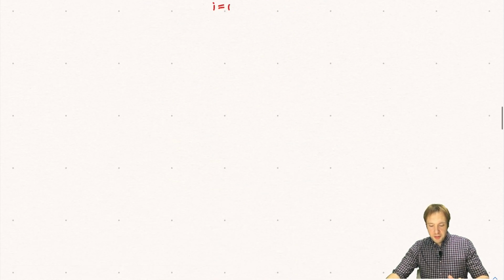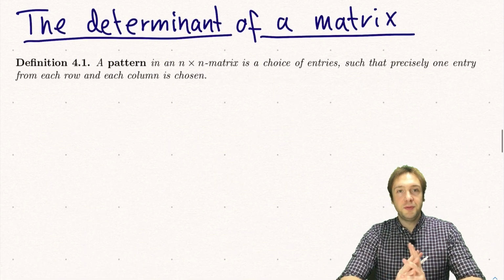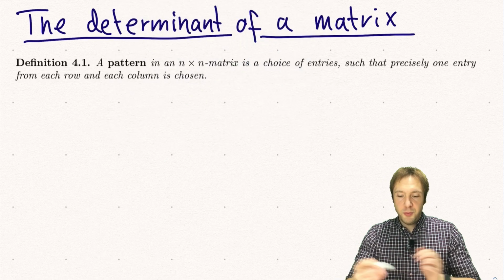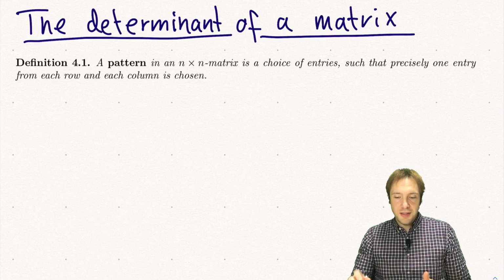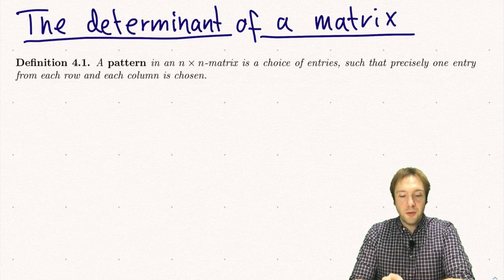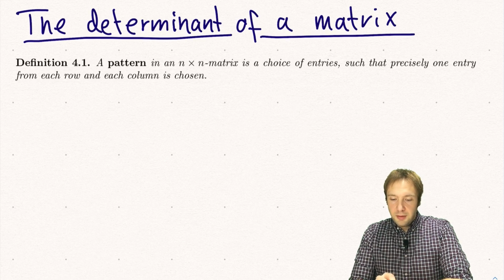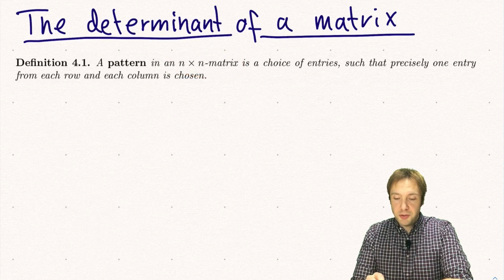Good. So now we can start with the main topic, namely with the determinant of a matrix. And before we define this, we need to introduce some notation. And the first one is what is called a pattern. So a pattern in an n by n matrix is a choice of entries.